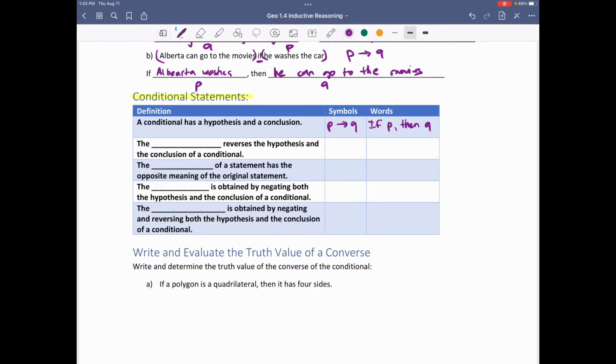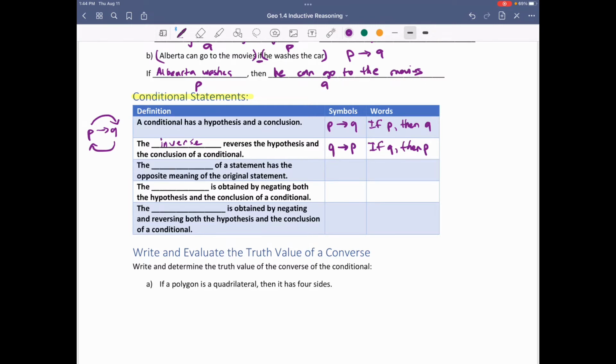Our second definition is the inverse. And this means that it reverses the hypothesis and the conclusion of a conditional. So we would take the original conditional statement, if P then Q, and basically they would switch places. So then the symbol for this is that Q starts first, then P. So if Q, then P.